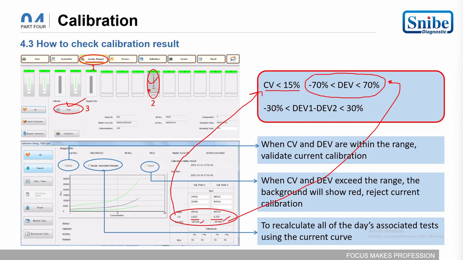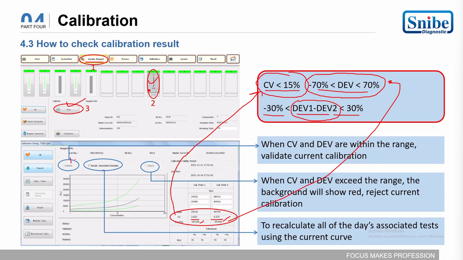And also you can use the second formula: the deviation 1 minus the deviation 2 is between minus 30% and plus 30%. If the CV is less than 50%, the deviation 1 and 2 are both between minus 70% and plus 70%, and the difference between the two deviations is inside the interval minus 30% plus 30%, your calibration is good and you can validate it.